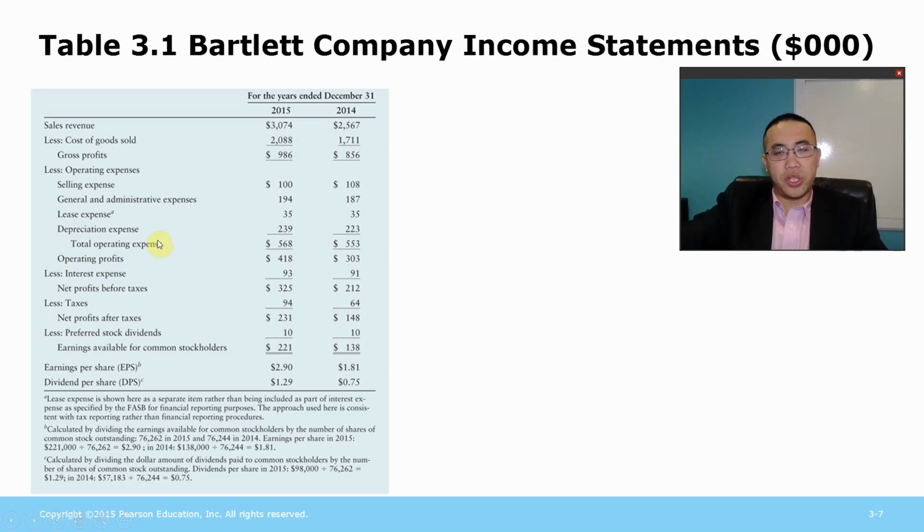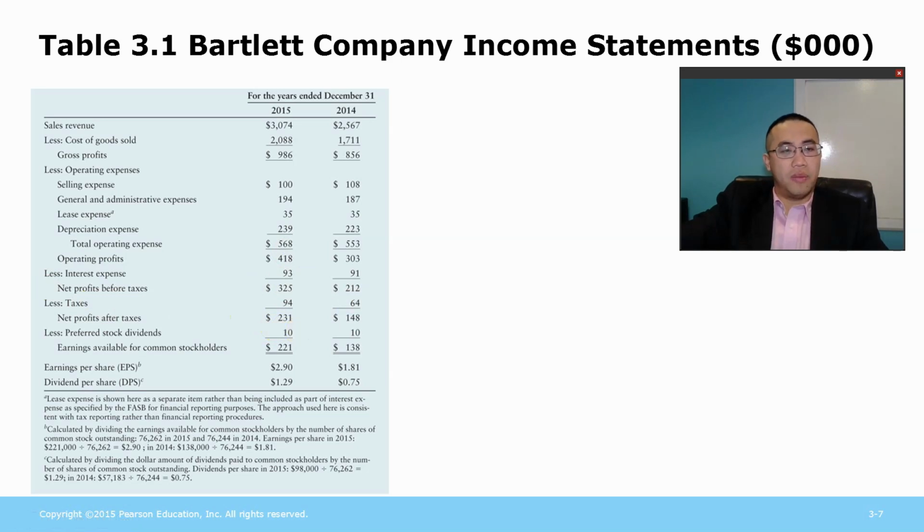And you know that depreciation expense is not a cash item, whereas all the others are denominated in cash. So after you deduct depreciation, you get the operating expense. And when you deduct the operating expense from the gross profit, you get operating profit, or EBIT. EBIT stands for earnings before interest and taxes. And then you deduct the interest, you deduct the taxes, and you have the net income. We also call it net profit after tax.